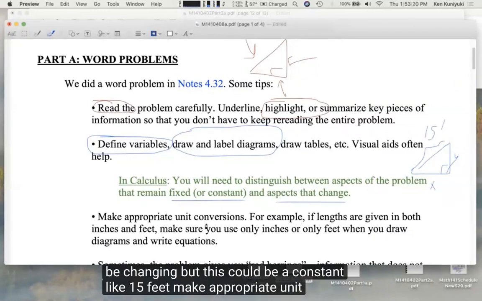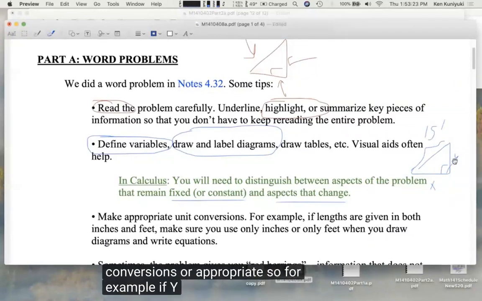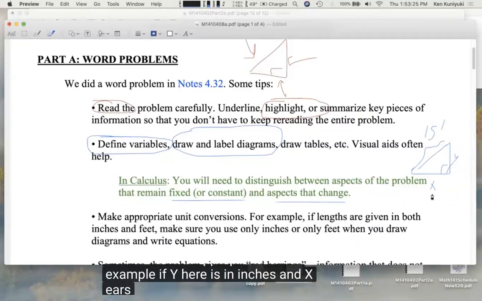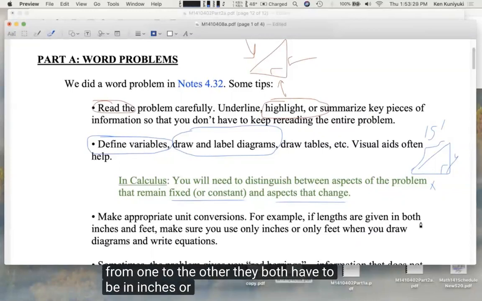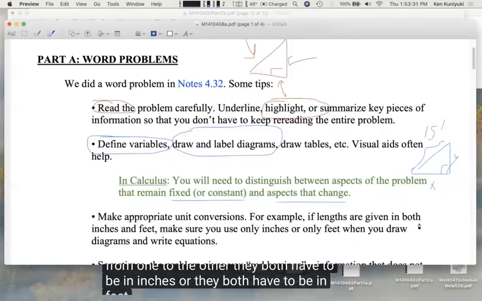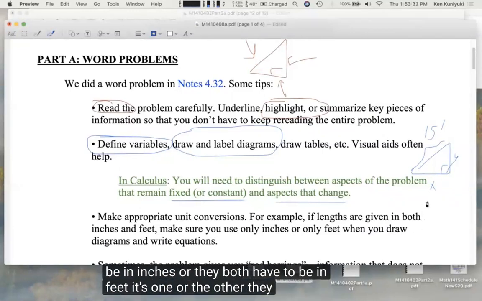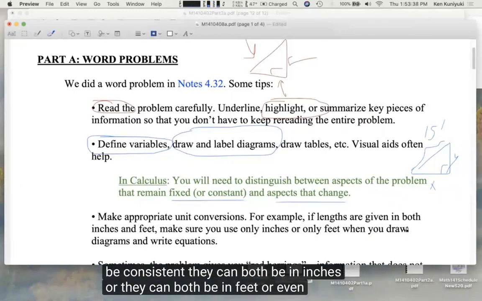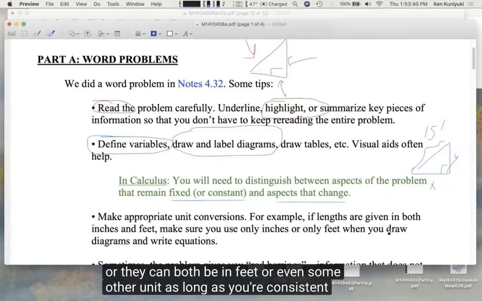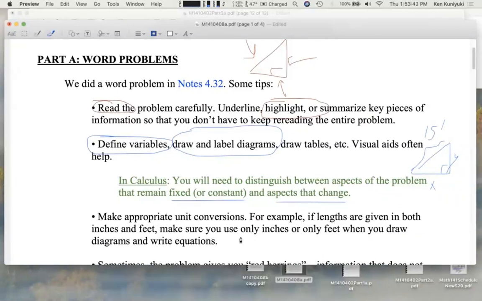Make appropriate unit conversions where appropriate. So for example, if Y here is in inches and X here is in feet, then you have to convert from one to the other. They both have to be in inches or they both have to be in feet. It's one or the other. They have to be consistent. They can both be in inches or they can both be in feet or even some other unit, as long as you're consistent. So make sure you get to one unit.